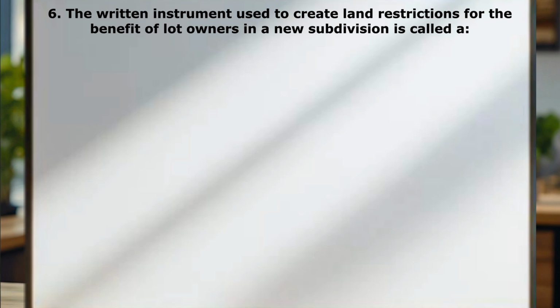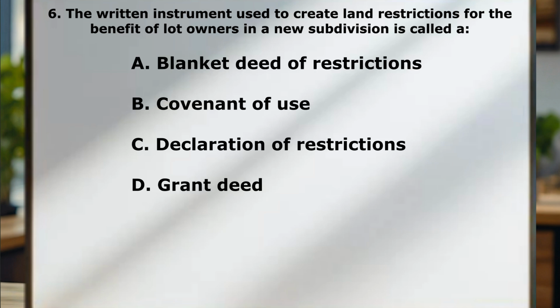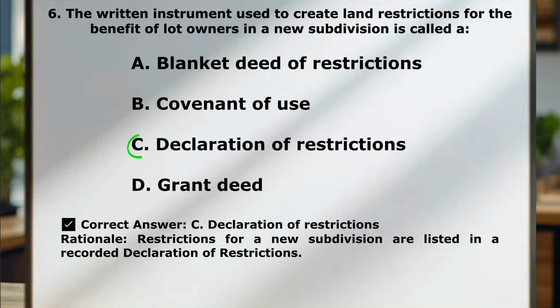Number 6, the written instrument used to create land restrictions for the benefit of lot owners in a new subdivision is called a: A, blanket deed of restrictions. B, covenant of use. C, declaration of restrictions. D, grant deed. Correct answer here is C, declaration of restrictions. This is just like a basic definition one. Like I said before, if you know a lot of these definitions, you're going to get some easy points on your exam.